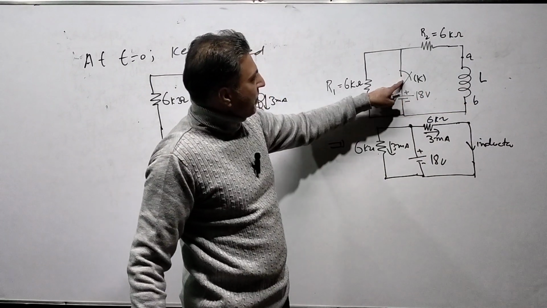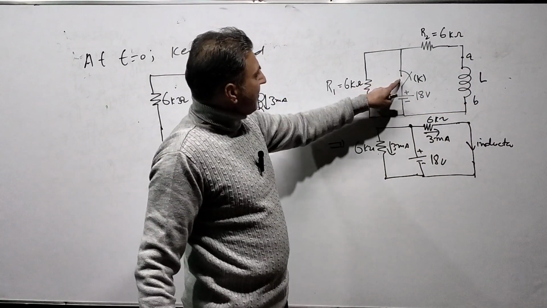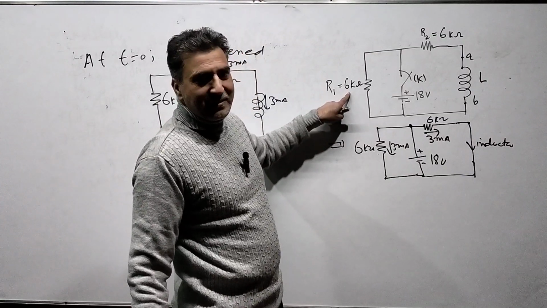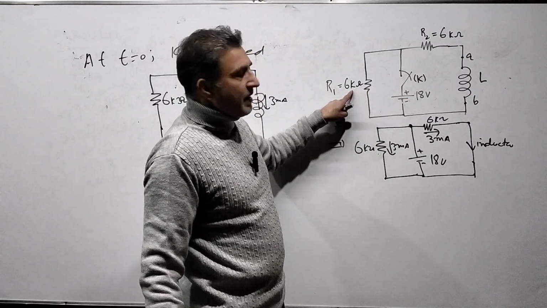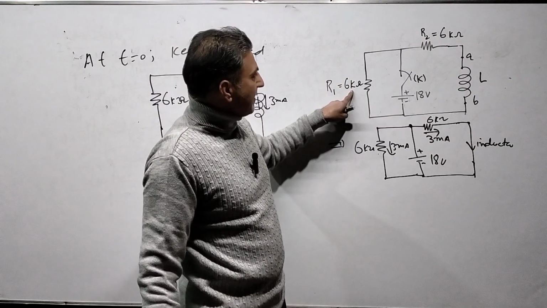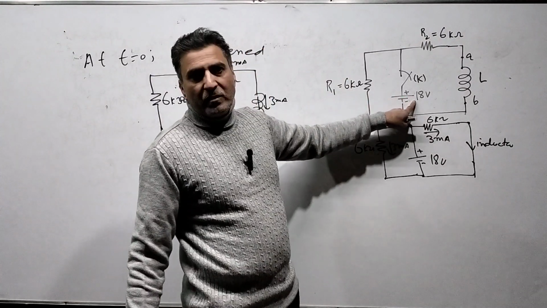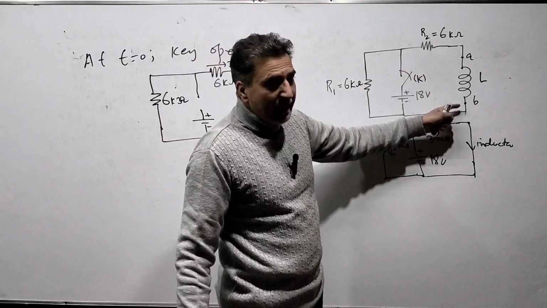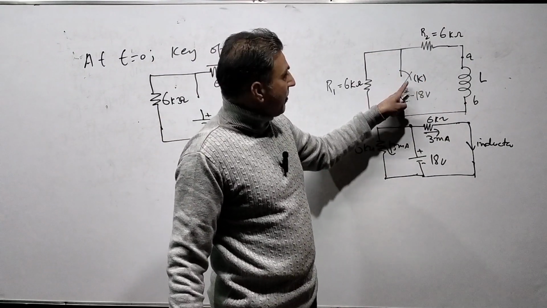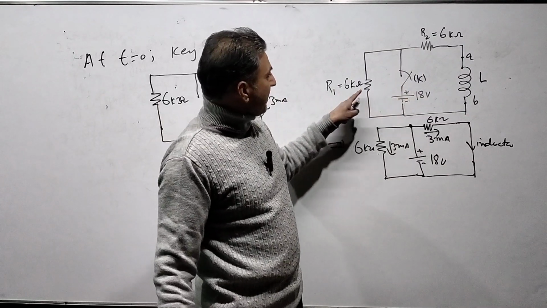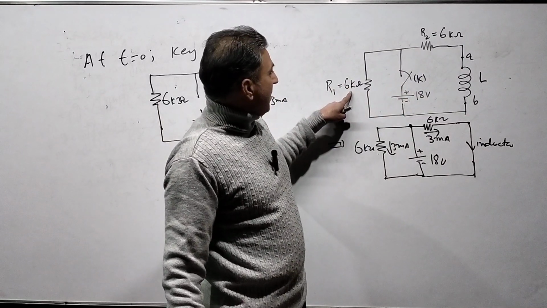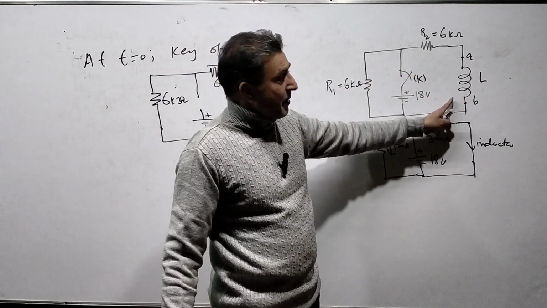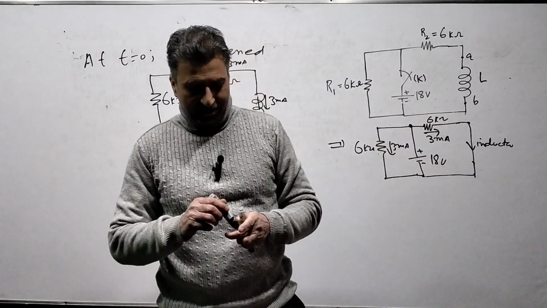But immediately when you open the key, this potential difference will not send any current through this 6 kilo ohm resistance, because this voltage was sending current through this 6 kilo ohm resistor. This 18 volt battery was sending current, 3 milliamperes, through the inductor. But when you open the key, the current from here will not send any current through here, but current through here will remain the same, because this inductor will sustain that current.